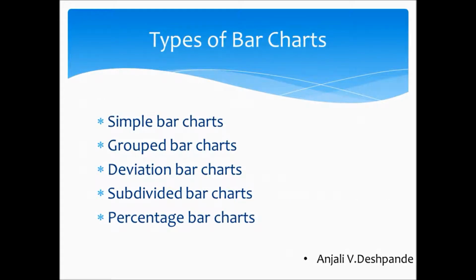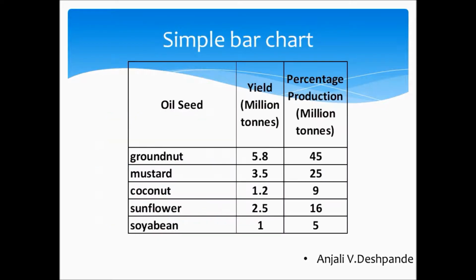Now one by one we will see the different types of bar charts. As such there are 5 main types of bar charts. First is the simple bar chart, then the grouped bar chart, then the deviation bar chart, the subdivided bar chart and the percentage bar chart. One by one we are going to see these different types of bar charts and how they are to be constructed. Once again we can just see this.